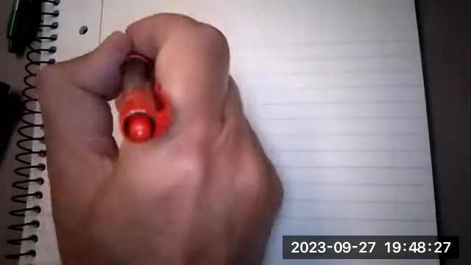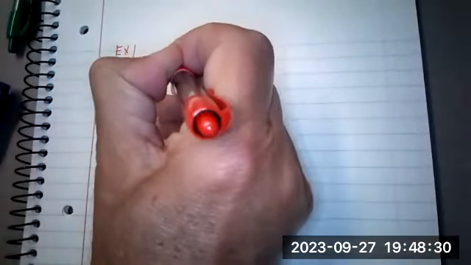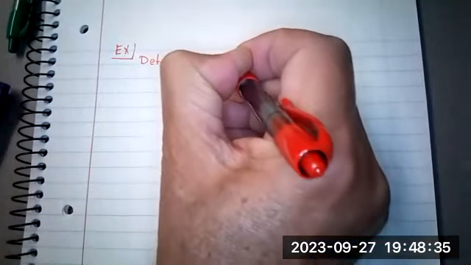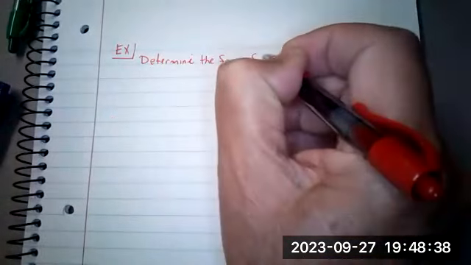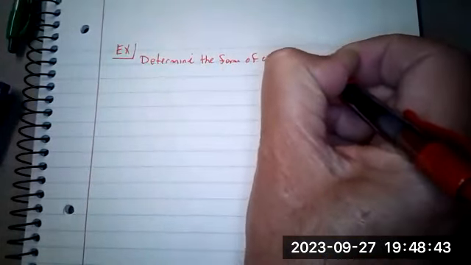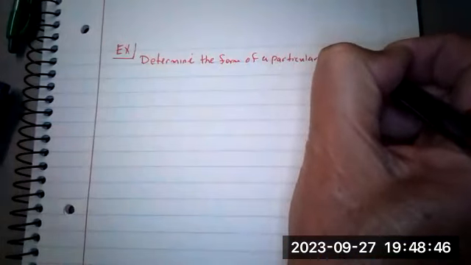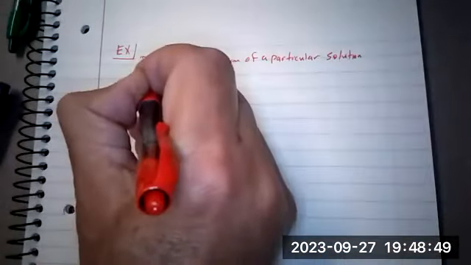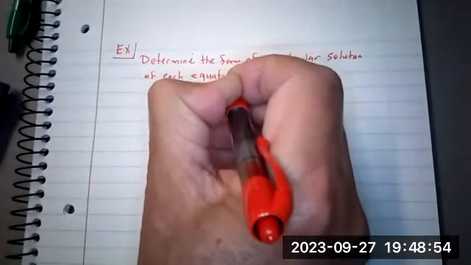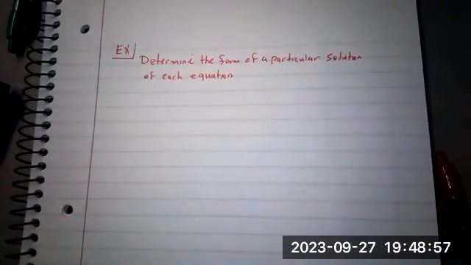There are two types of problem. That's the type 1. Determine the form of a particular solution, means yp, particular solution of each equation. Remember, they ask for the form only. We don't want you to solve it. Just give us the form. Let's practice first.